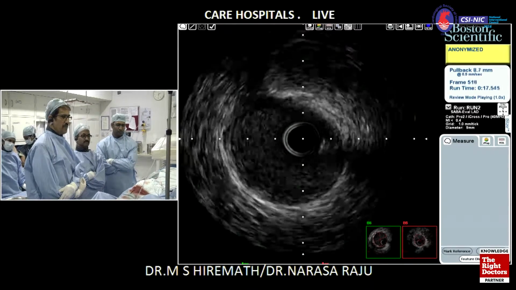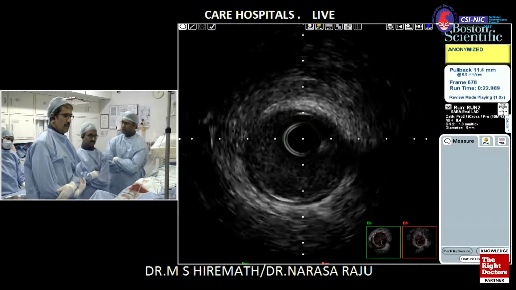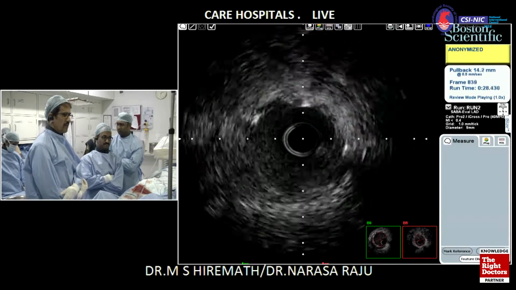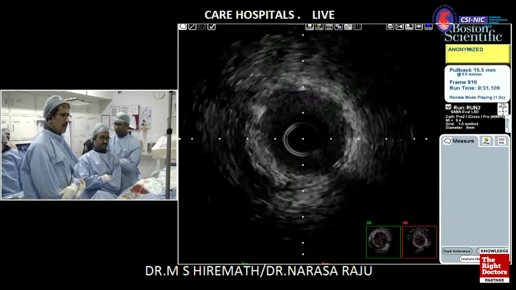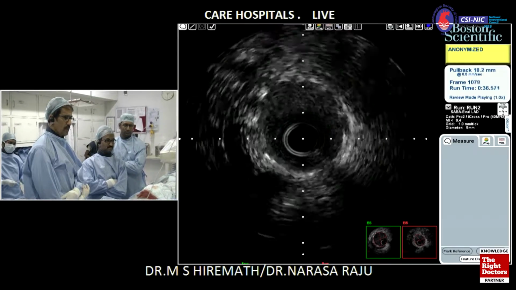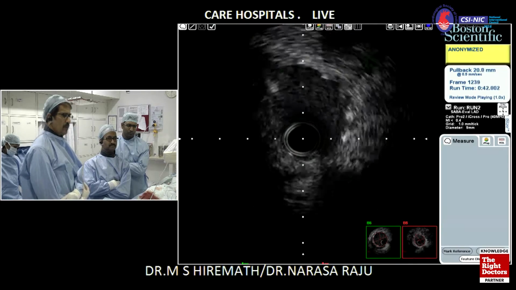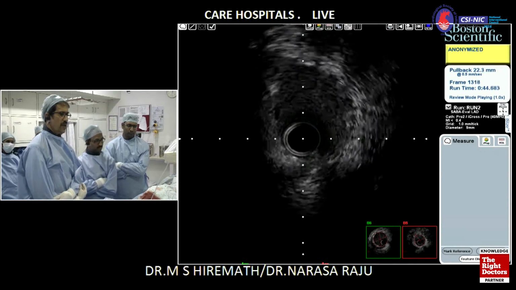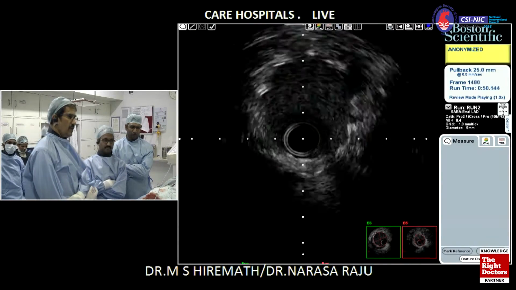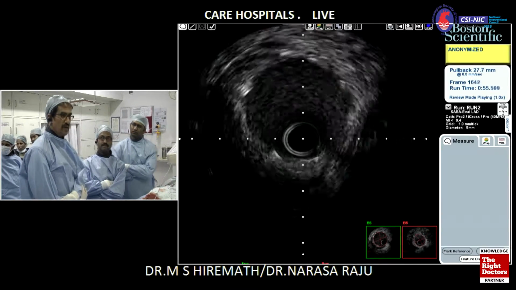So this vessel distally beyond the stent is also about 3.7, 3.8. At this part, the stent looks well opposed. See, the cross-sectional area at the tightest portion is 7.8. The left main stented area is 12.5.